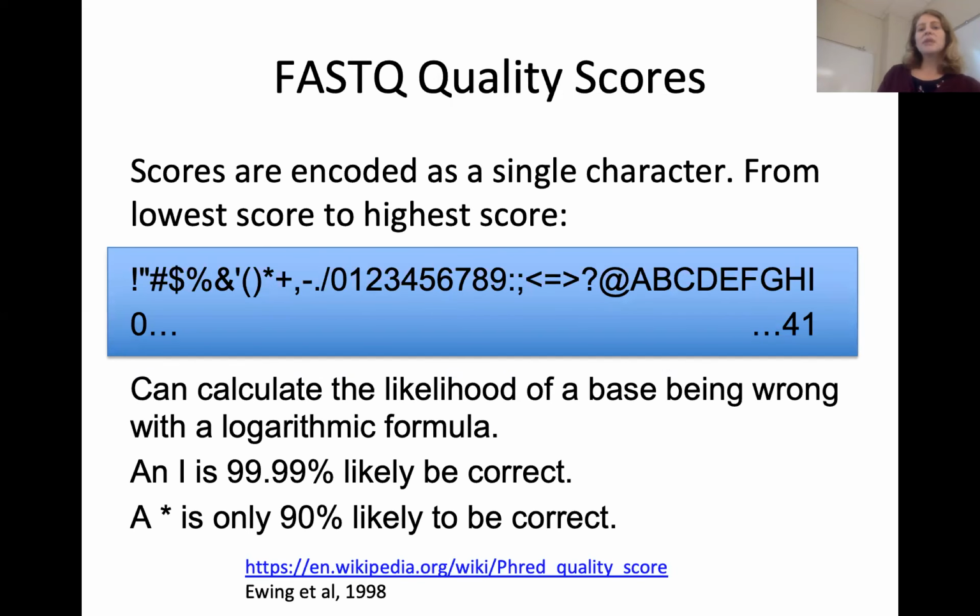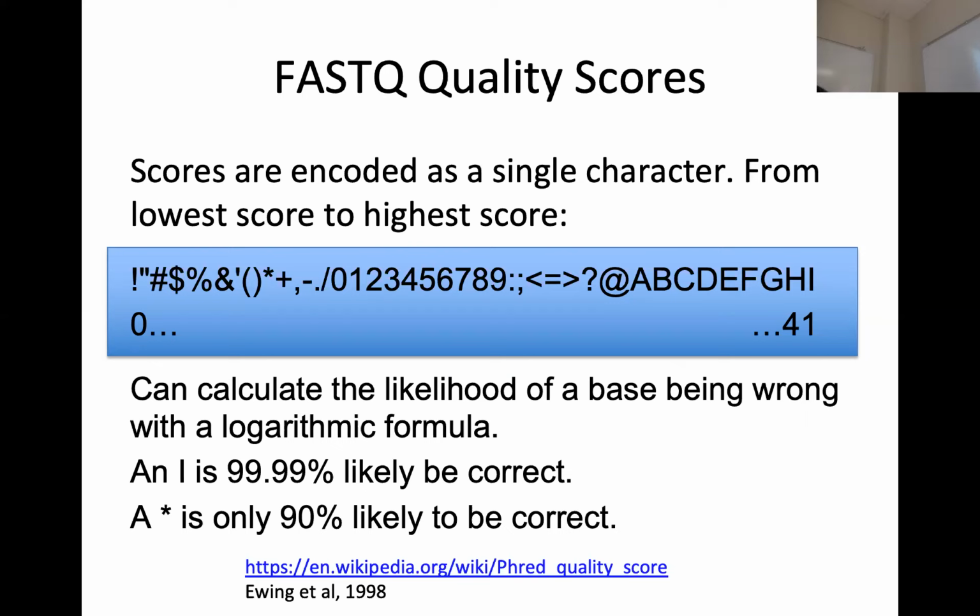If you see capital letters, that's a good sign that your sequencing is high quality. If you're seeing symbols like hashtags and dollar signs, your sequencing is very low quality. This is a mathematical formula. So an I is 99.99% likely to be correct, and a star, which is way down there, is only 90% likely to be correct.